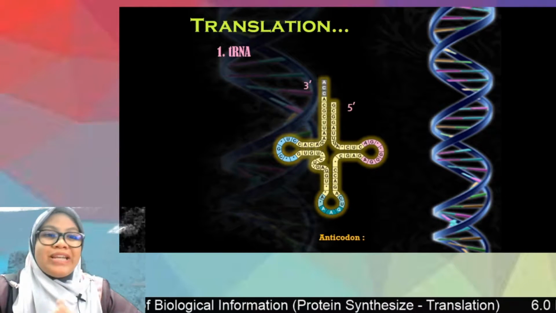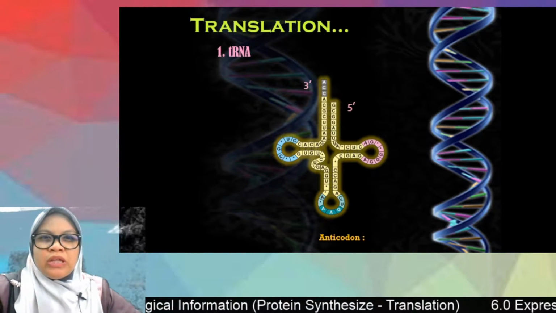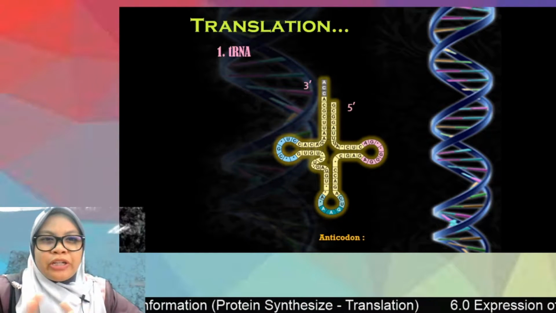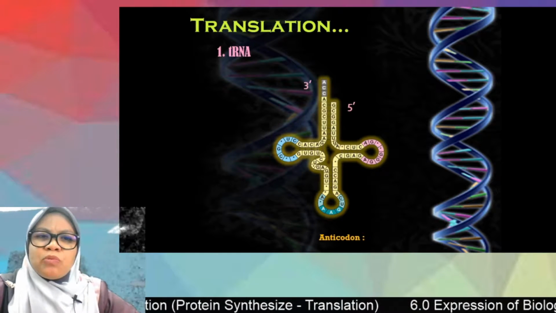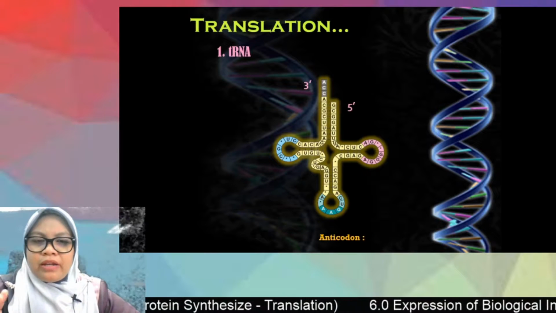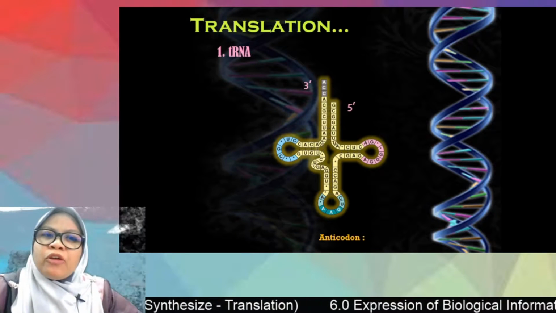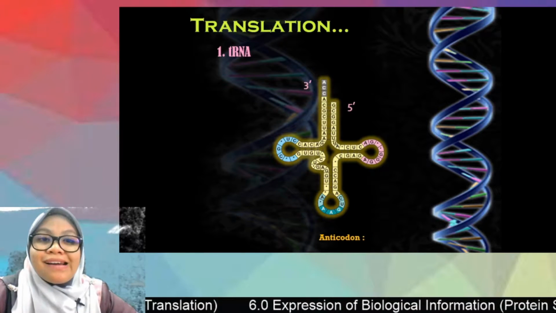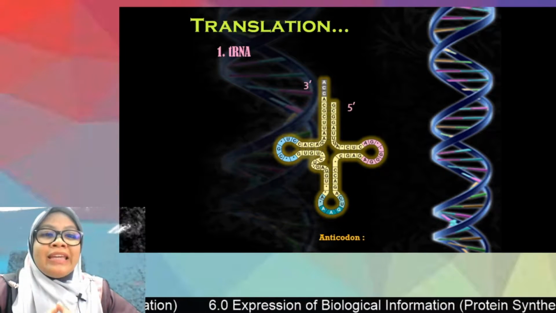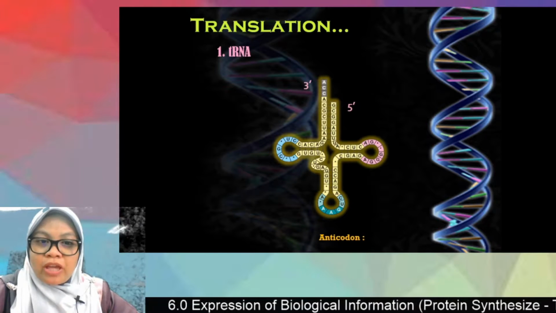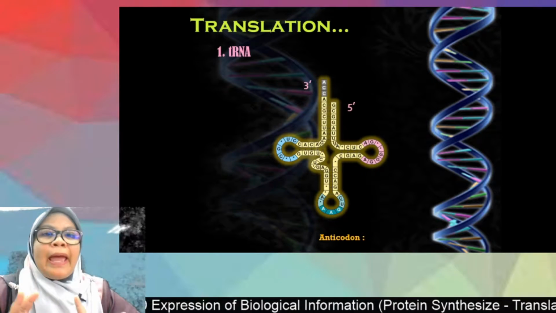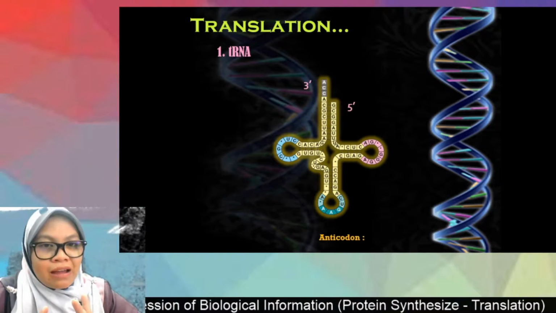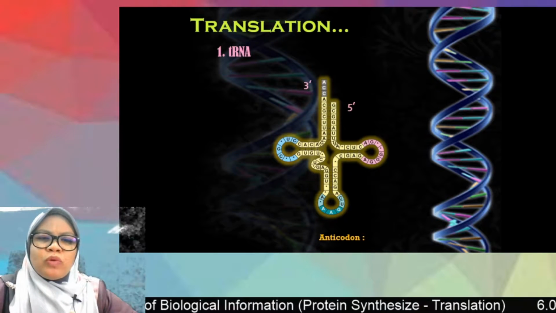So let's take a look. What is tRNA? In chapter 1, you already know one of the differences between DNA and RNA is that DNA will only exist in one basic form. But RNA will exist in three different forms: tRNA, mRNA, and rRNA. So what is the difference between these three?